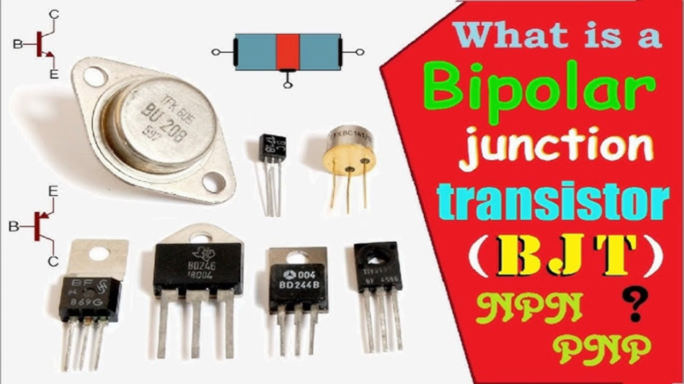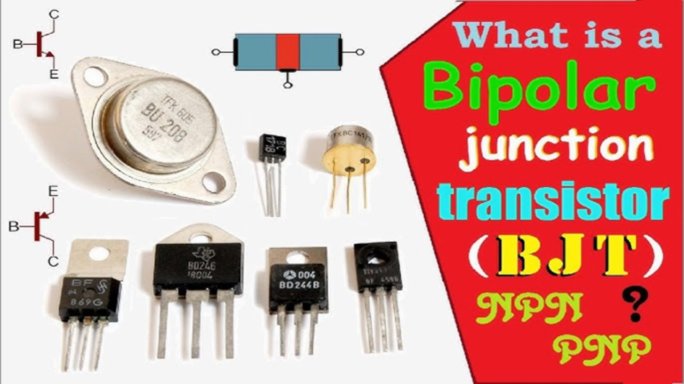Step-by-step working of an NPN BJT, common emitter configuration. 1. Applying bias voltage. The base-emitter, BE, junction is forward biased. The base is at a higher potential than the emitter. The base-collector, BC, junction is reverse biased. The collector is at a higher potential than the base.